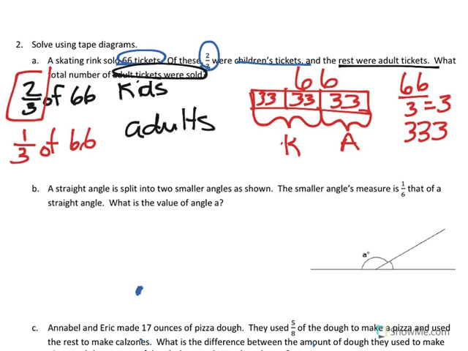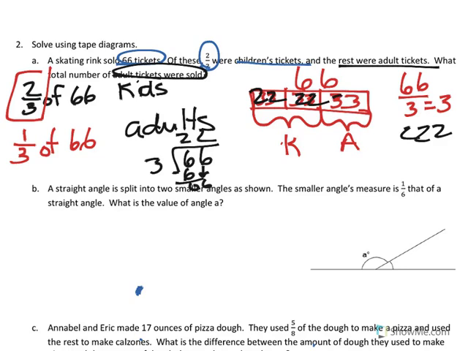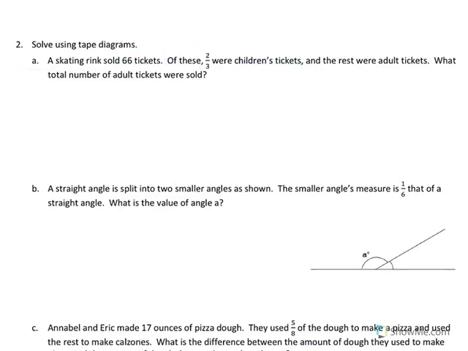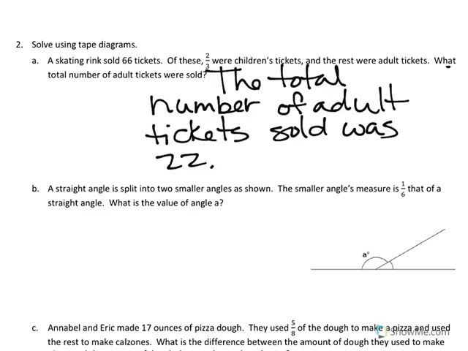I did not do that right. That is not 33. That is 22. Oh, have mercy. That's why you should always show your work. 66 divided by 3. It's 22. I am so sorry. So each one is 22. So, the total number of adult tickets sold. Okay, so the total number of adult tickets sold was 22.